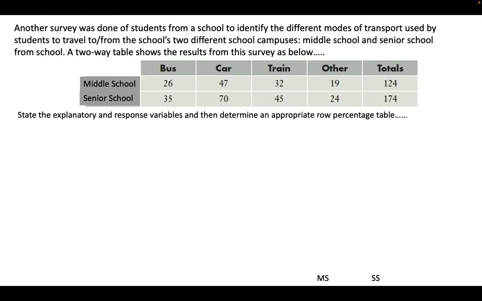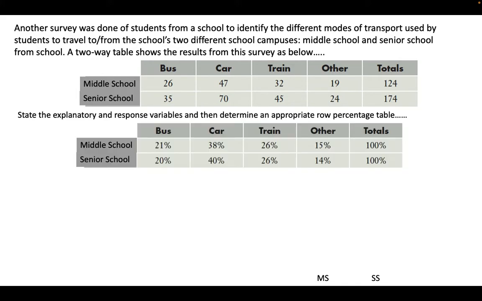Let's have a look at another example. So this is an example of a survey that was done of students that go to a school, between middle school students and senior school students, and how they travel to and from school. So this data represents the results from that survey. What I want you to do, and just pause the video as you're working through it, is state the explanatory and response variables and then determine an appropriate row percentage table from that.